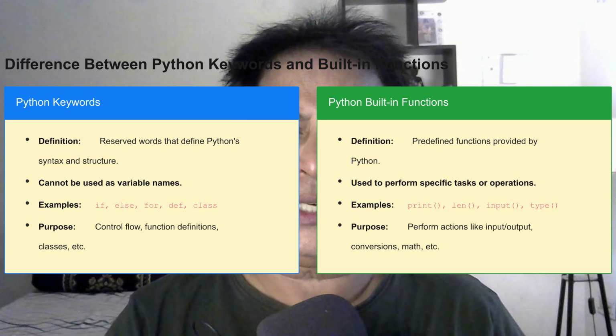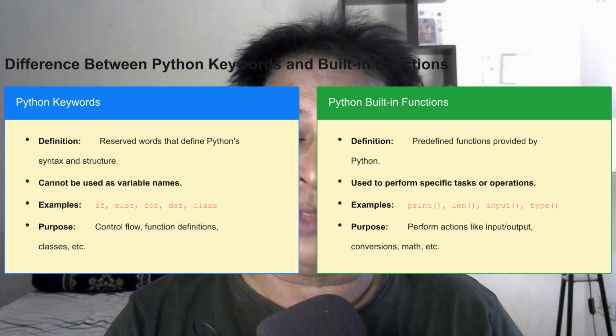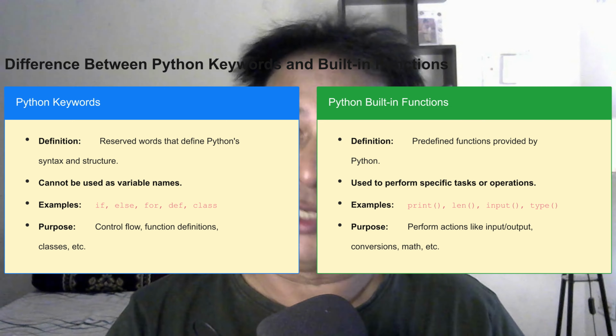Now we'll learn what the reserved words in Python are. Why are these words called reserved words? Can you use them? Then we'll also find out the difference between these reserved words and the built-in functions in Python, which are also available by default. So we'll learn all about this.